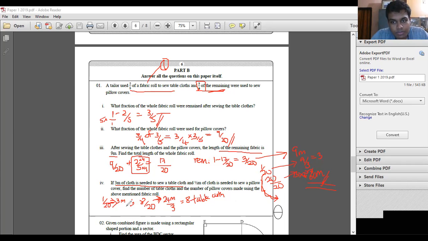Then we are moving on to the next one, which is the pillow covers. That is actually 9 over 20. How much? 9 over 20 means 3 times 9, that is 27. The whole length is 27 meters. So 27 divided by half a meter. Half is 0.5. That will be around 36 pillow covers.